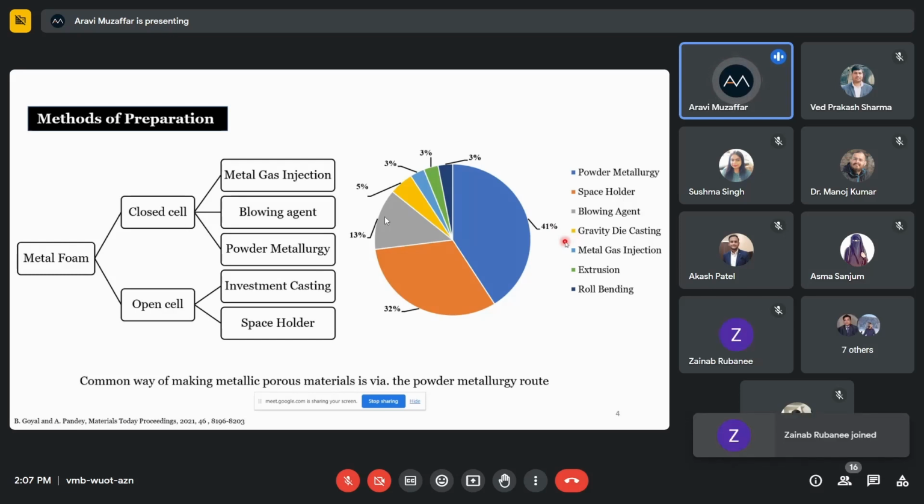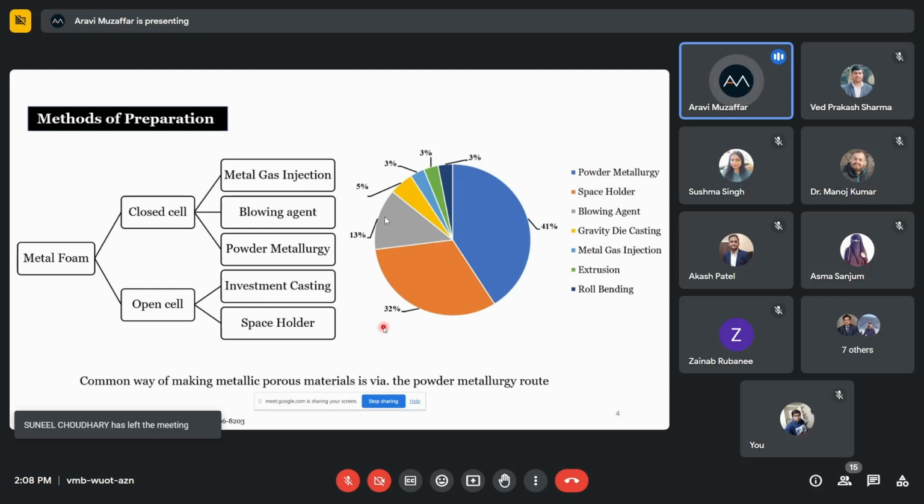other routes available also. For example, the space holder method, wherein you use a space holder in the powder, and then you somehow take that space holder out, so that the cavity left can be considered to be a pore. And the commonly used space holders are, for example, NaCl, which can be leached out using water. So there are different other ways, but as you might be aware, the most commonly used technique to make porous materials is the powder metallurgy route.